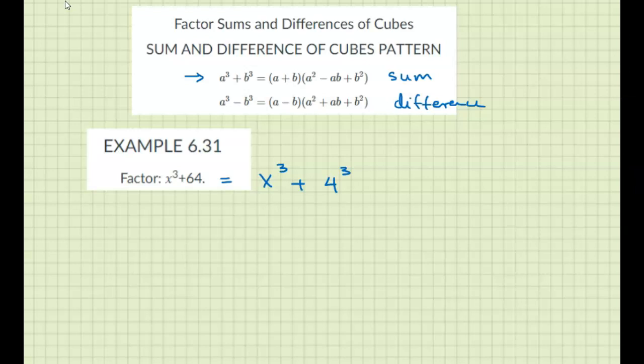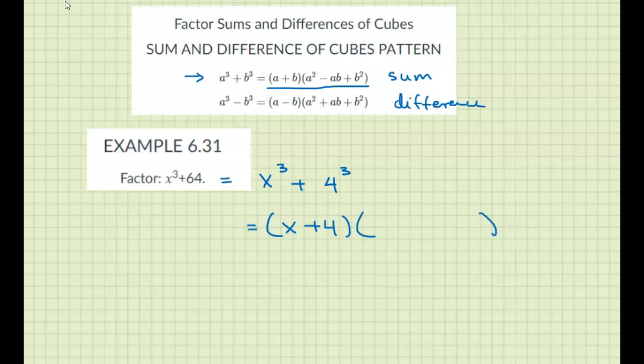So these are like your a's and b's in this first equation. So we need to fit this into the formula, okay? So the first parentheses, you're writing the base values without the cubes. So just the x plus 4, right?